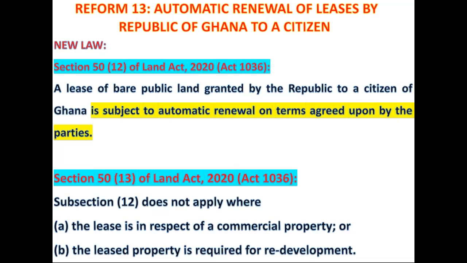Meaning that this one is dealing with acquiring a lease by a citizen of Ghana from the government of Ghana, public land. That's one for automatic renewal. But take note of the caution that we are told that subsection 12 does not apply where the lease is in respect of a commercial property or the leased property is required for redevelopment. Then the automatic renewal will not kick in. So take note of section 50, subsection 12 of the Land Act of 2020, Act 1036.